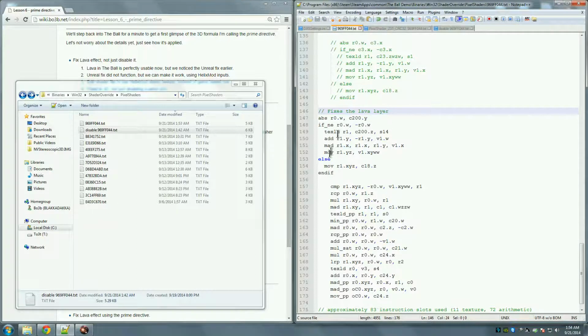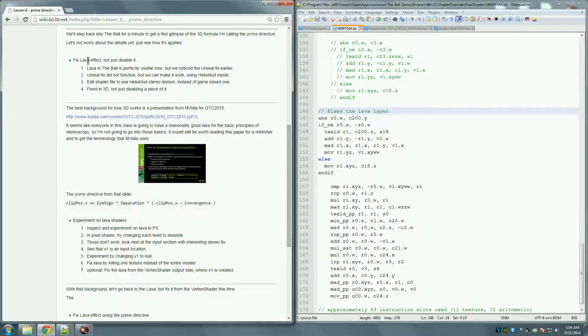Okay, so that's just a brief intro as far as that goes. And so now you can actually see how these sorts of fixes are applied. It's coming in and fixing the vertex by doing a stereoscopic fix on it using the prime directive. So now let's go ahead and move on to the next section, which will be how does this all work?